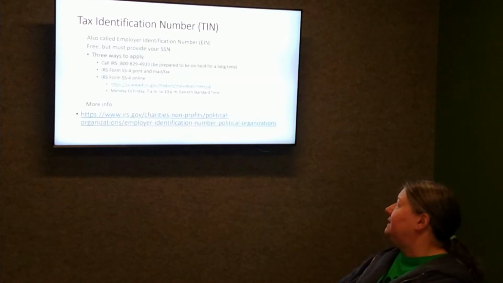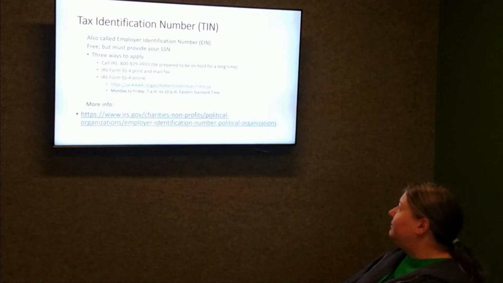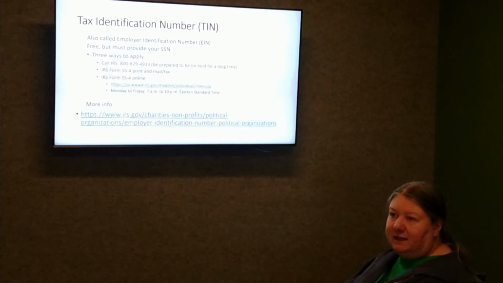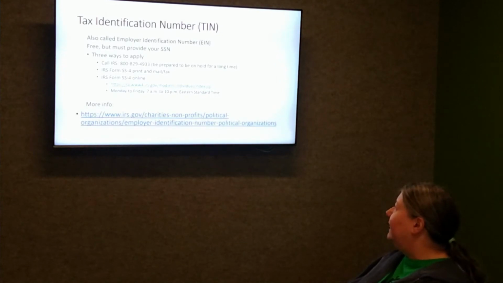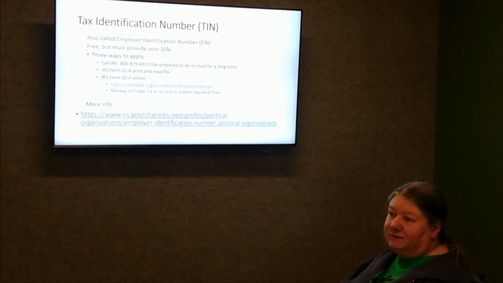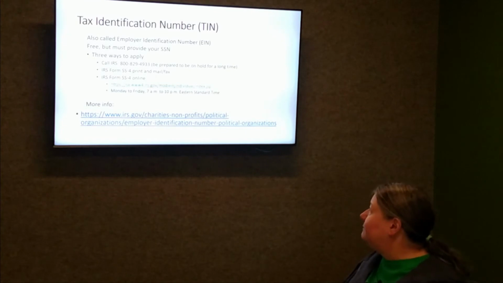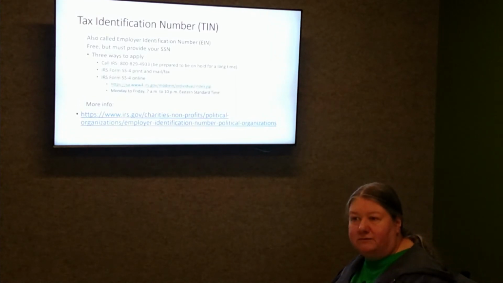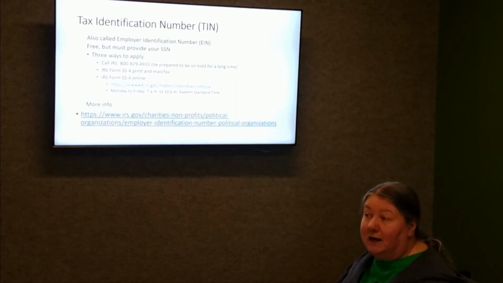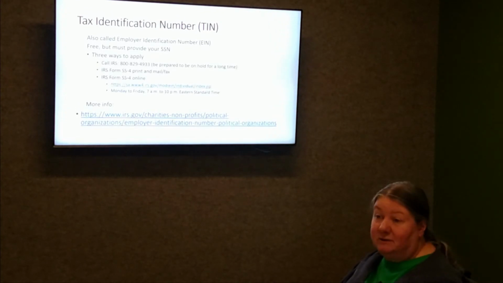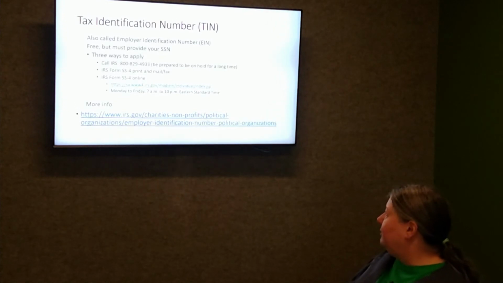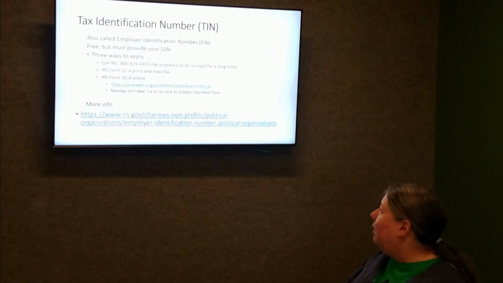Okay, the first thing you're going to need to do is get a tax identification number. Sometimes this is called an employer identification number, so you might hear it referred to as TIN or EIN. It's free, but you will have to submit your social security number to get it. There are 3 ways. You can call the IRS, but plan to be on hold for maybe an hour, an hour and a half. Once you talk to someone, it's less than 5 minutes, so that's probably not the best way to do it. There's a form you could print out and then send in, or you can do it online.